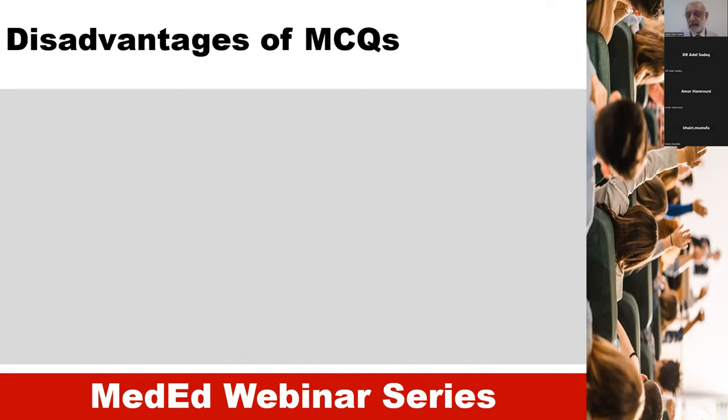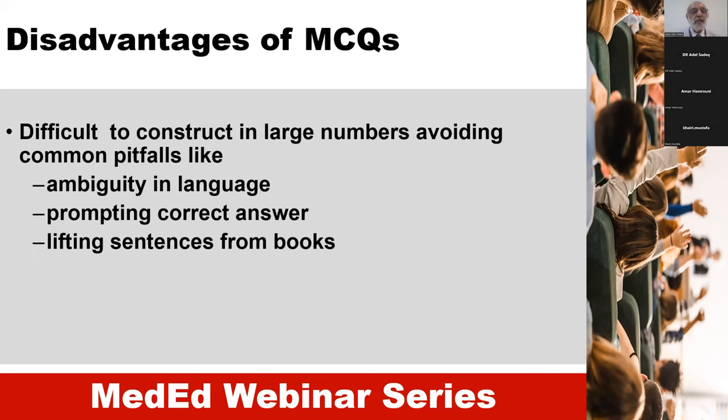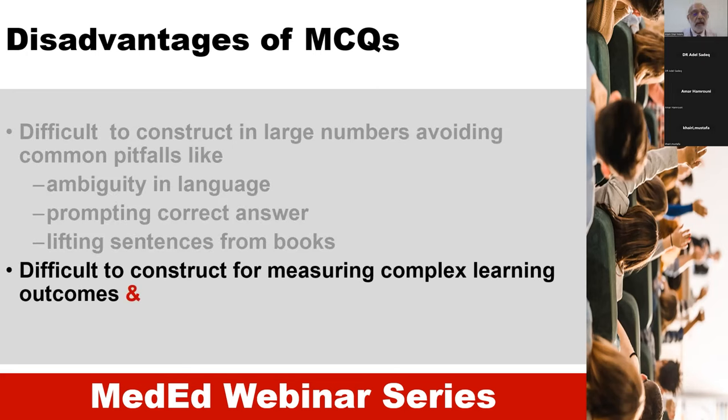However, there are some challenges as well. MCQs are difficult to construct in a large number, avoiding common pitfalls. And these common pitfalls include ambiguity in the language. The questions are not very clear. They may prompt a correct answer, and sometimes we may just lift the sentences from the book. So we need to avoid these pitfalls if we want to make good multiple choice questions. They are also difficult to construct for measuring complex learning outcomes. We need to really make a good effort if we want to assess complex learning outcomes by using multiple choice questions.